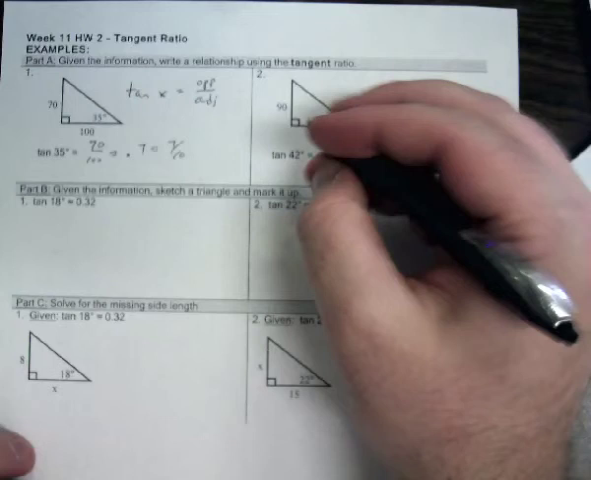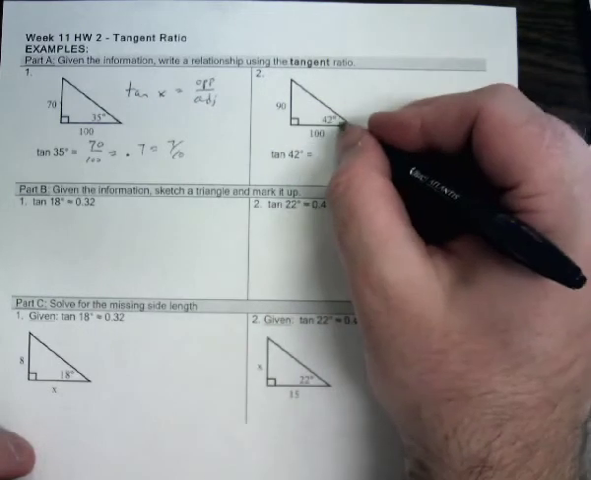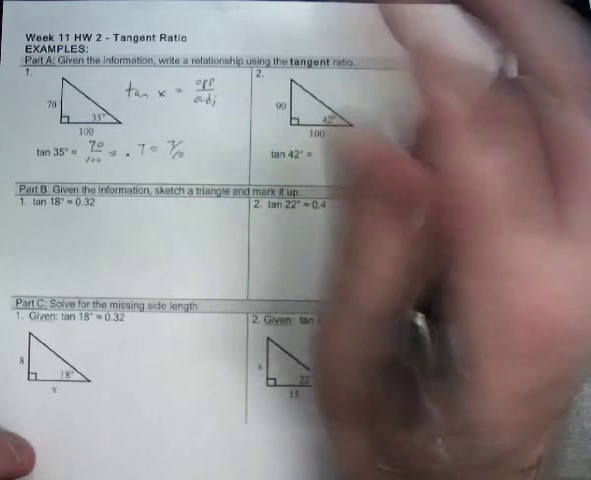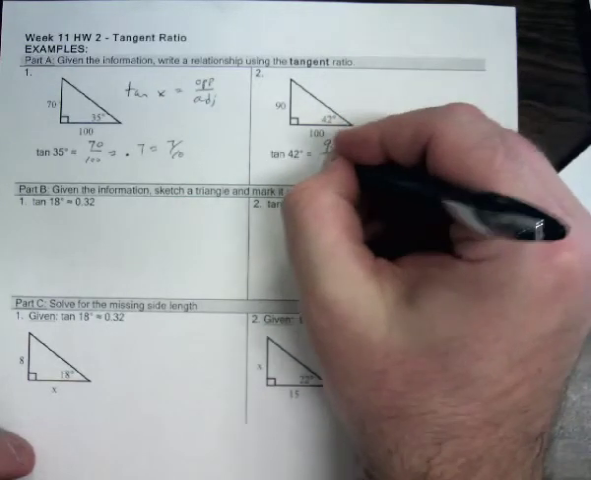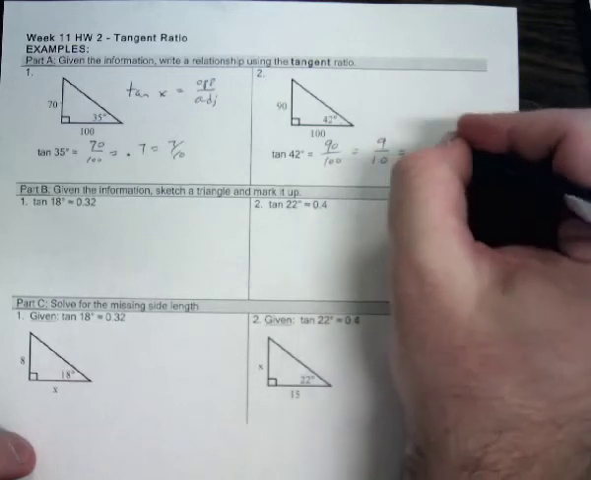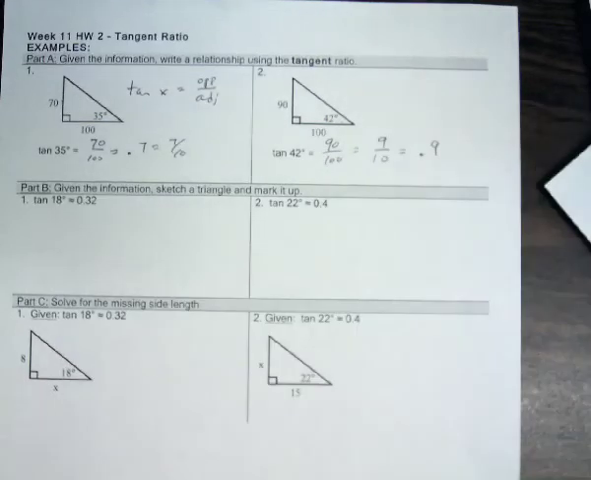Going over here, tangent of 42, again, opposite over adjacent is 90 over 100, which equals 9 over 10, or 0.9. So you gotta remember, tangent is always opposite over adjacent.